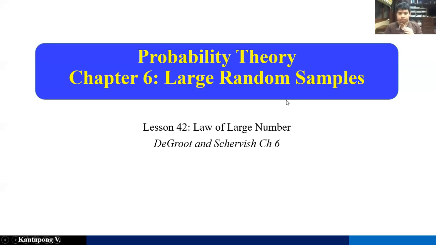Okay, this is the sixth chapter, chapter 6, large random sample. This chapter is going to be the shortest among all of the 6 chapters, right? So we are very near to the end of the course already, okay?